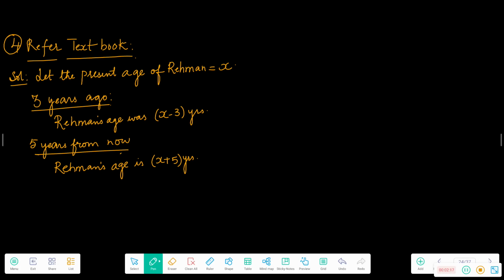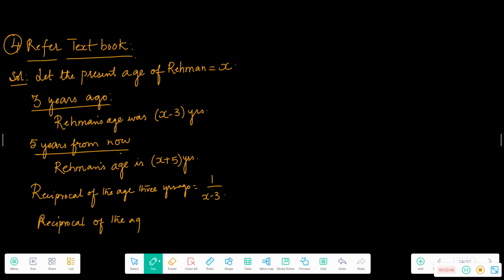Now according to the problem, we need to calculate the reciprocal of their ages. The reciprocal of the age 3 years ago is 1 by x minus 3. The reciprocal of the age 5 years from now is 1 by x plus 5.